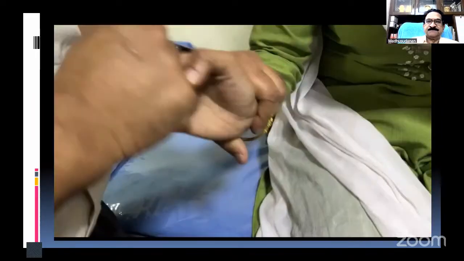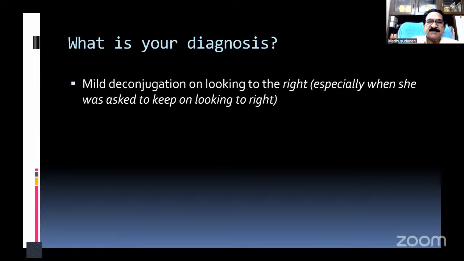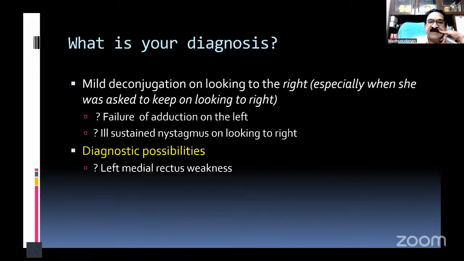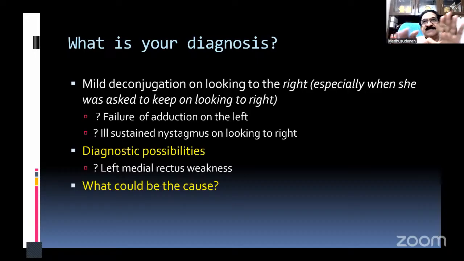Okay, let us see. Now, there is mild disconjugation looking to the right side, especially when she is asked to keep on looking to the right side. So is it due to failure of adduction of the left eye? I also found some ill-sustained nystagmus looking right side, which is not very obvious. Only two jerks were there on the right side. So is it left medial rectus weakness, and what could be the cause? If at all, there has to be some medial rectus weakness. So what could be the cause?